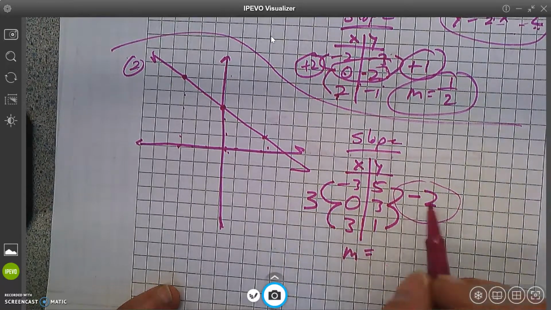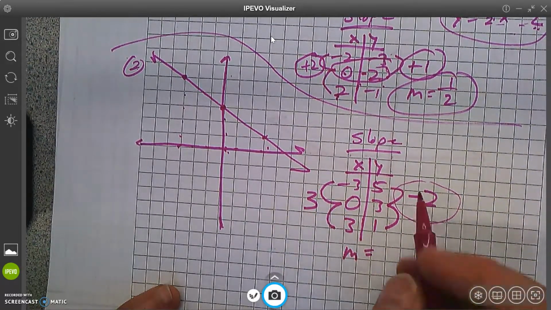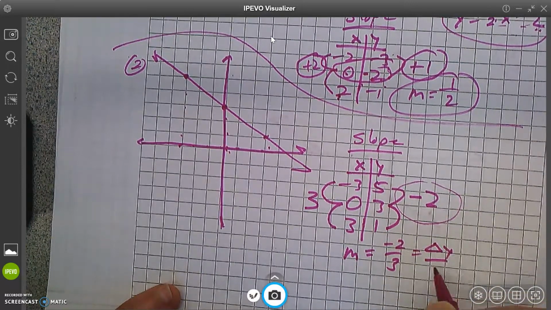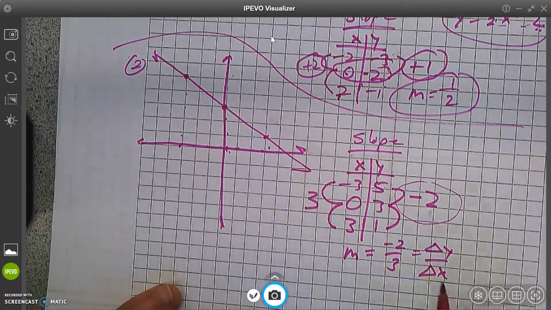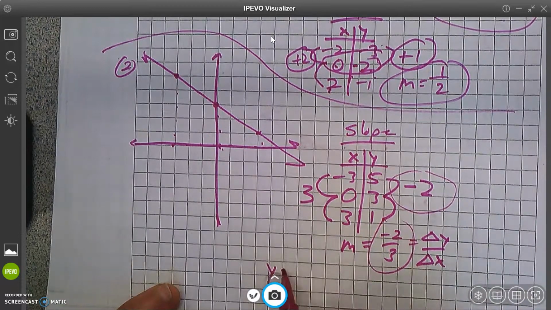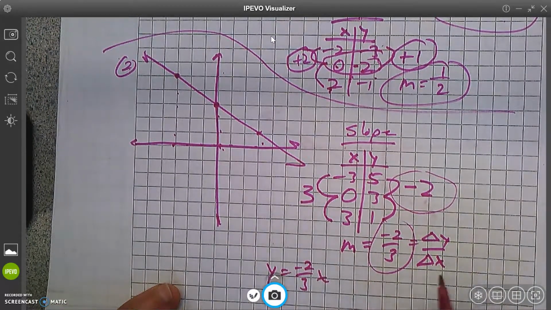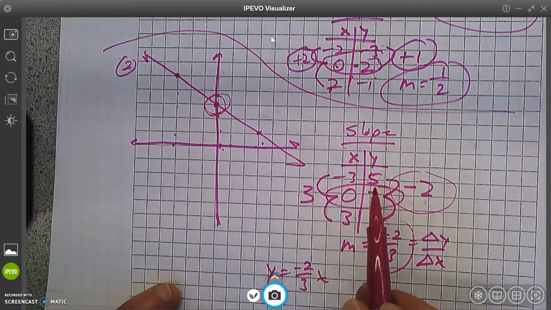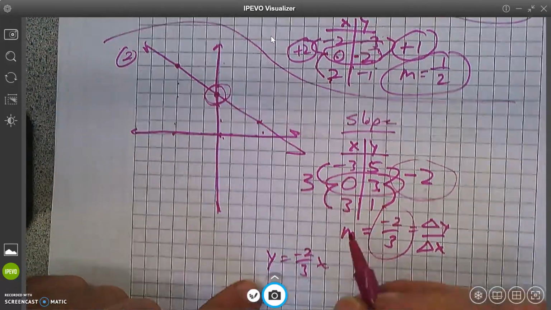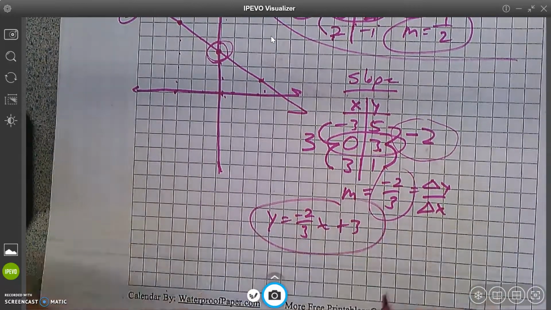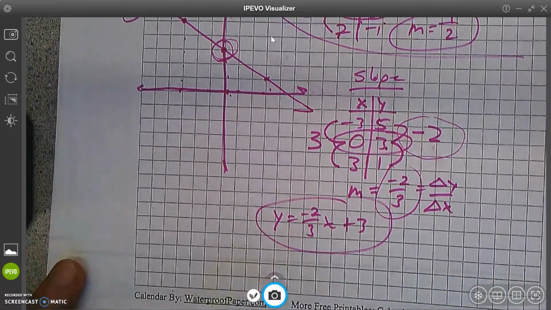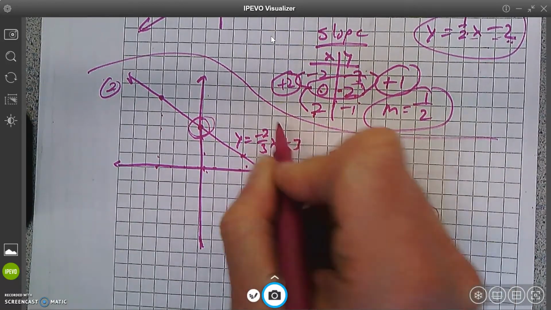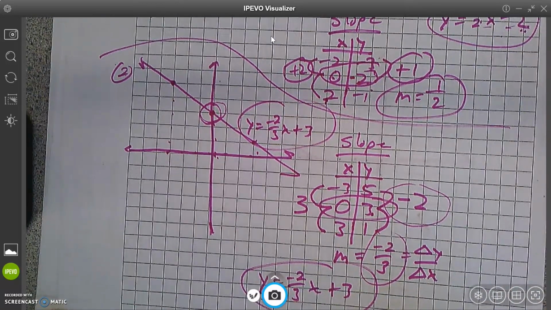So your slope, m, is change in y over change in x. Don't do 3 over negative 2. No. You have to do negative 2 over 3. Change in y over change in x, like that. So y equals negative 2/3 x. Where does it touch the y-axis? Right here. That would be plus 3. There we go. Y equals negative 2/3 x plus 3. That's the equation of this line. Got it. Cool.